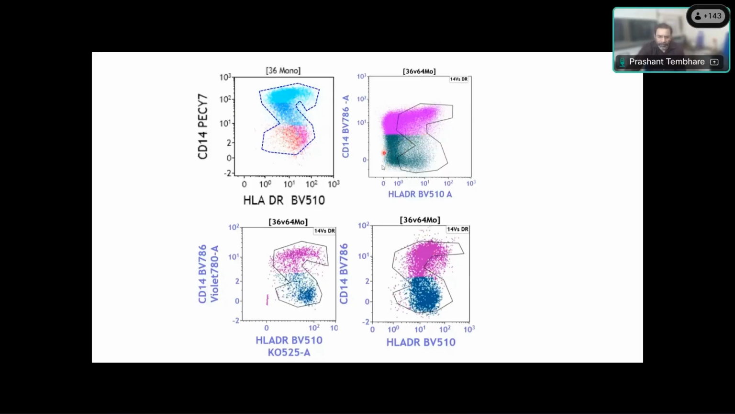That is aberrancy. The other common aberrancy we see is the straightening of this pattern. You can see there is homogeneous expression. This pattern is lost. They have become all single stream, or the pattern is there because of overexpression of HLA-DR. So loss or gain, overexpression of HLA-DR.